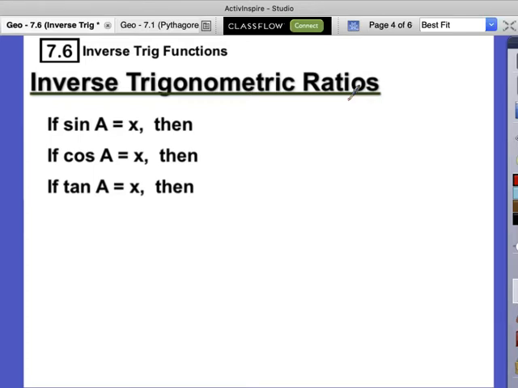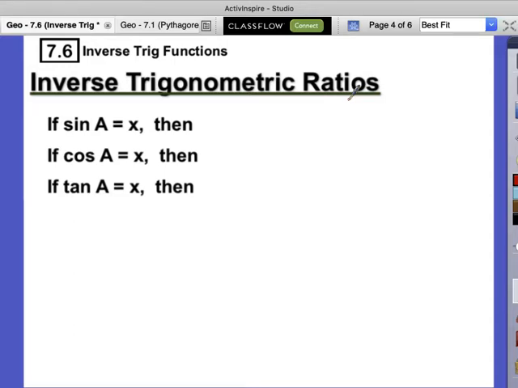Every time in math, we learn a function or an operation, and then we learn how to undo it. Like we learned addition back in elementary school, and then subtraction, which undoes it. They're called inverse operations because they undo each other. Then you learned multiplication, and what undoes multiplication? Division.